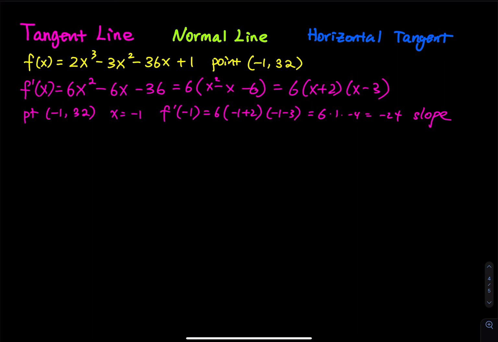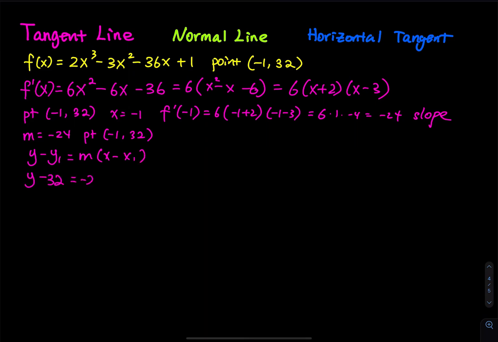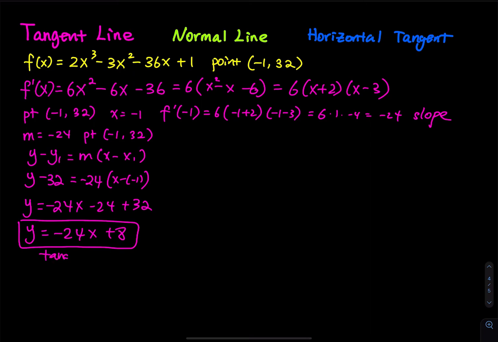So since we have a slope of −24 and the point is (−1, 32), I will use the point-slope form to build the line. y − y1 equals slope times (x − x1). Then y − 32 equals −24 times (x − (−1)), and then y equals −24x, subtract 24, add 32, so y equals −24x + 8 is the equation of the tangent line. So that answers the first question.